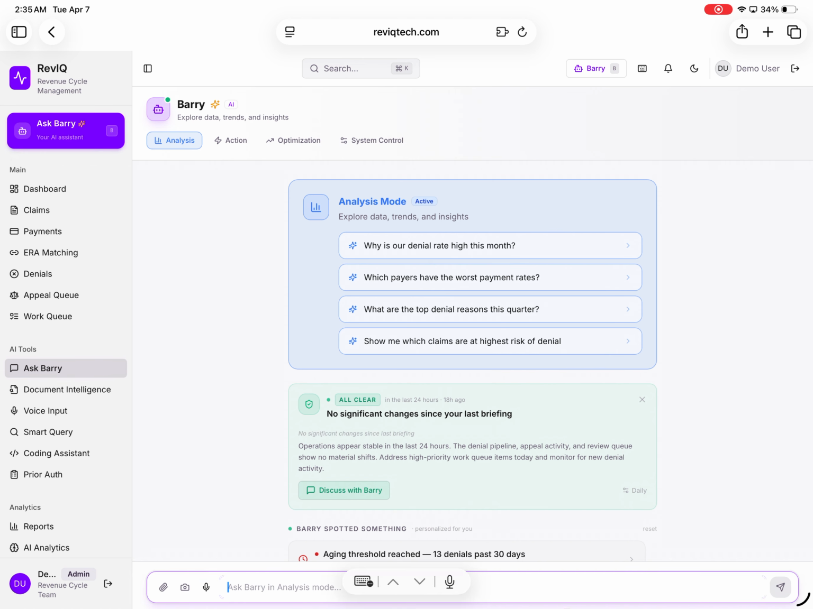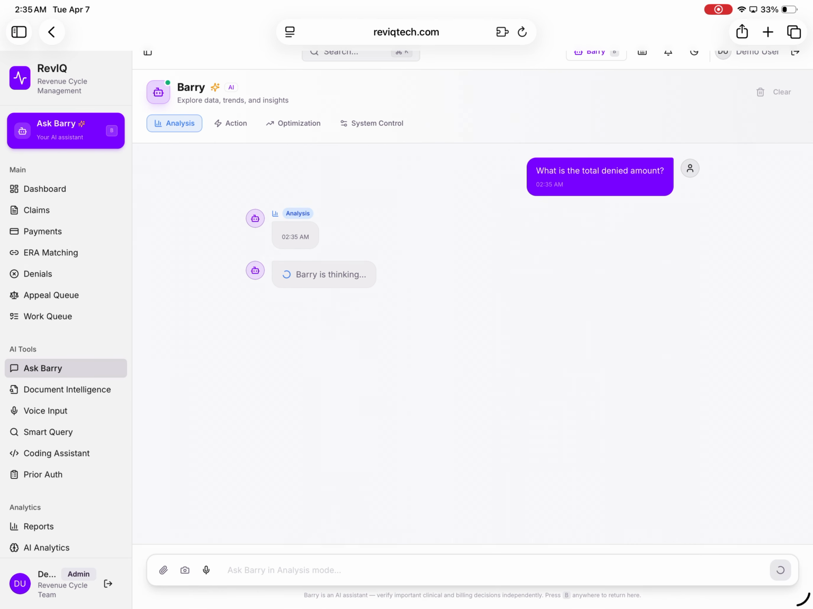And one thing I want to point out here, RevIQ is system agnostic. So whether you're using Epic, Advanced MD, or Athena, those systems stay exactly as they are. They remain your system of record. RevIQ sits on top of that, pulls the data, analyzes it in real time, and helps you make decisions. So let's go into Barry.